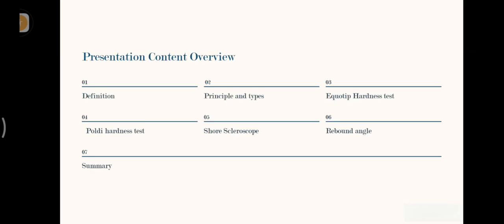In this presentation, we are going to cover what hardness is, followed by the principle behind it and what the types are. We are going to see some hardness tests like the Equotip hardness test and the Poldi hardness test. We are going to learn what the Shore scleroscope is and how it is used to determine the hardness, and learn about the rebound angle hardness testing method. At last, we are going to see the summary.